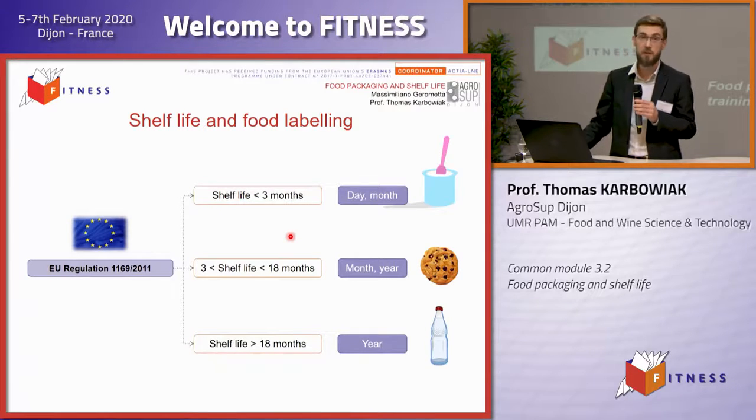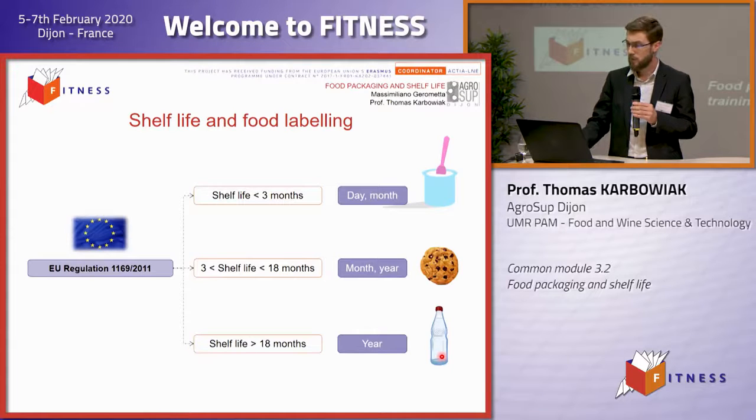So for products that have a short shelf life, let's say below 3 months, you can mention only the day and the month. For products for which the shelf life is between 3 and 18 months, so medium shelf life, we would say, in that case, you can label month and year. And for shelf life over 18 months, and this is the case, for example, of the bottle of water, in that case, you can mention the year.